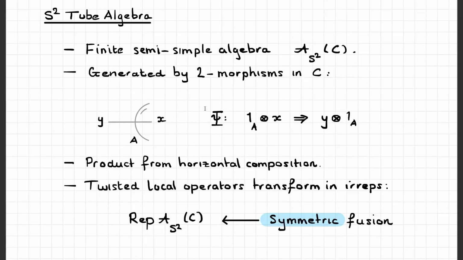And again, the idea is very similar. You want to give a product structure on these guys, and the product comes from concatenating these diagrams in a horizontal way. And by doing so, you generate an algebra. And in this case, the twisted sector local operators will transform in irreducible representations of that algebra, the S2 tube algebra. And in this case, the representations form a symmetric fusion category.